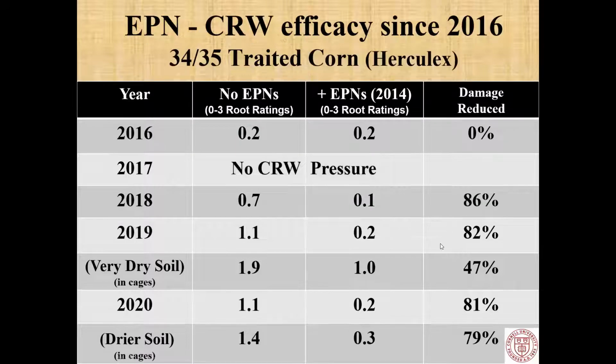The same thing is true with traited corn, where we were actually developing resistance. You see that with no EPNs, we got great control with the trait. It started breaking down in 2018, 2019, 2020. So this is developing resistance in my actual plots to 3435 or Herculex. And you can see that nematodes provided suppression, subeconomic suppression.